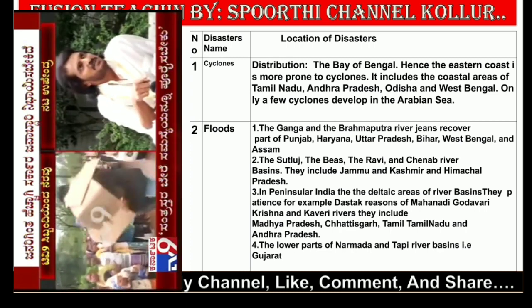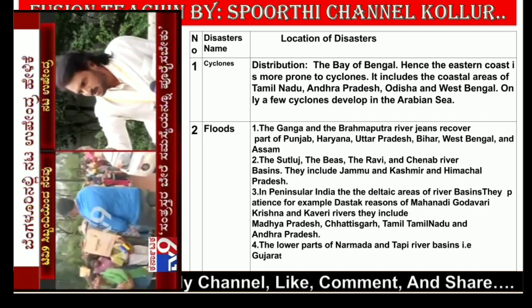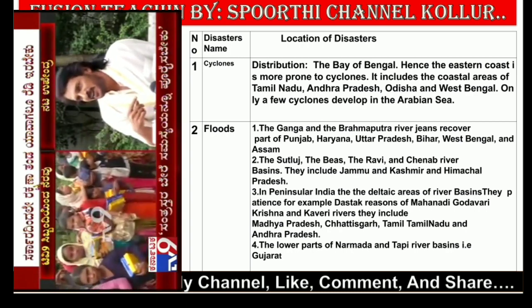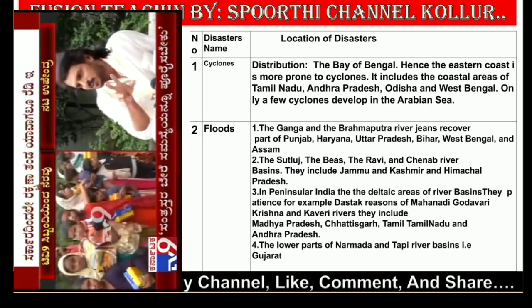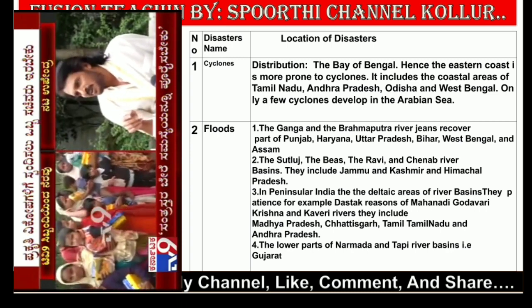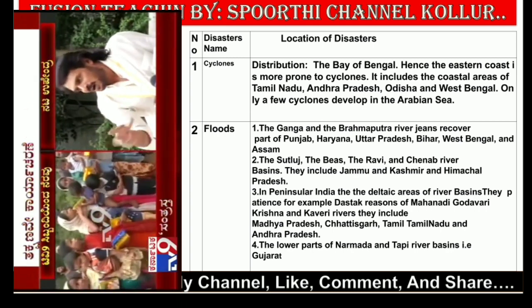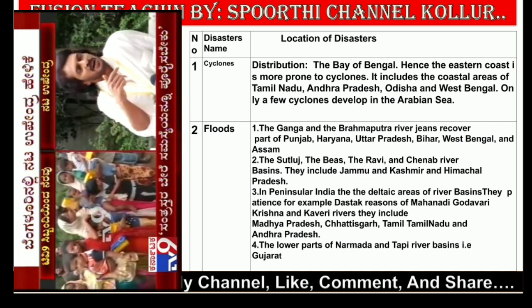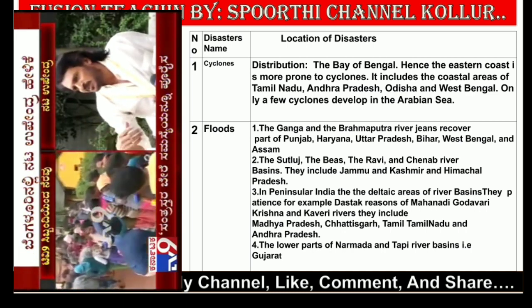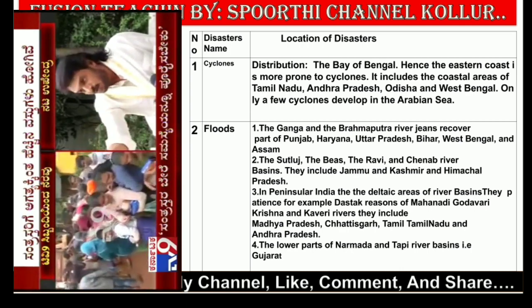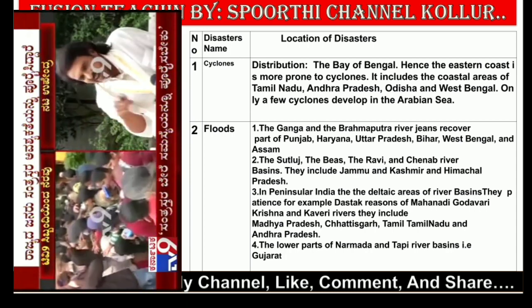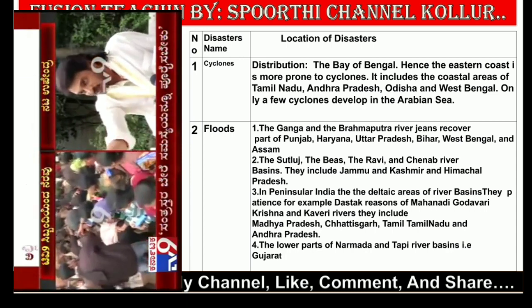Just like about studying cyclones distributions, the Bay of Bengal, hence the eastern coast is more prone to the cyclones. It includes the coastal area of Tamil Nadu, Andhra Pradesh, Odisha and West Bengal. Only a few cyclones develop in the Arabian Sea, you know that.